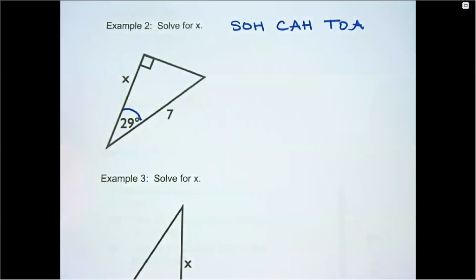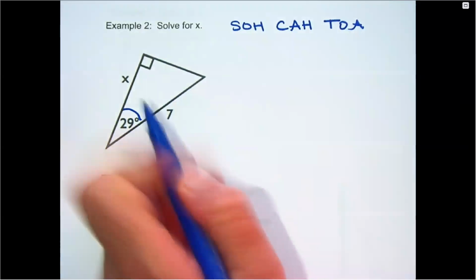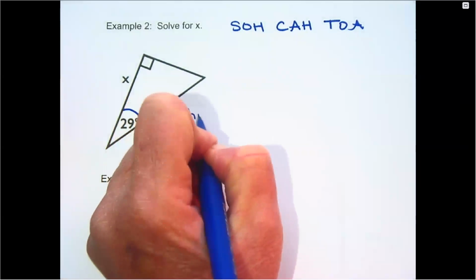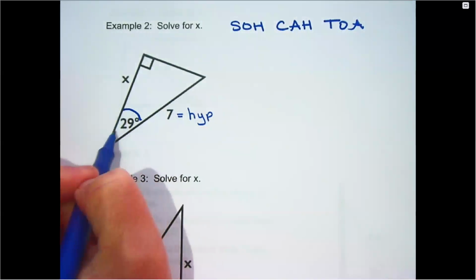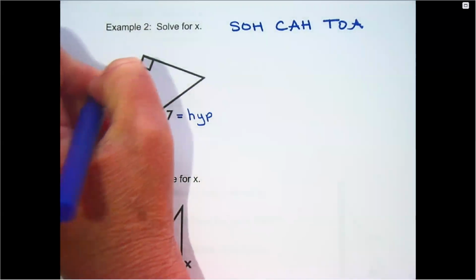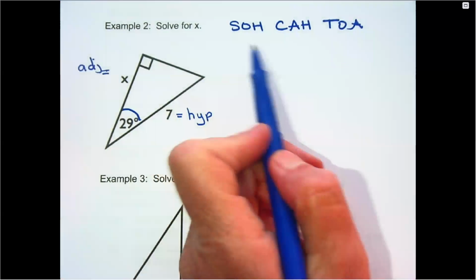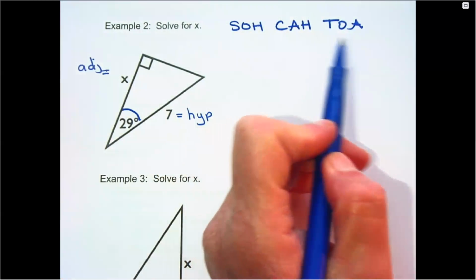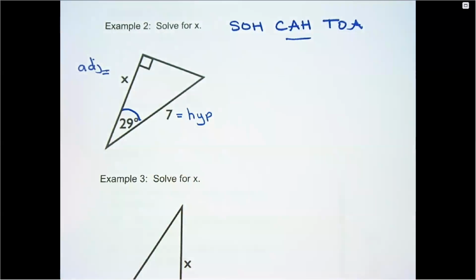I look at my picture and I say, okay, what side is that 7? Well, that's the easy one to pick out. That's the longest side. So 7 is my hypotenuse. Now, what about that x? Well, that x, it's attached to that 29, isn't it? So that's next to it. So that x is my adjacent. So I have my adjacent and my hypotenuse. A and H, adjacent and hypotenuse. Which of those three functions relates adjacent and hypotenuse? Well, this middle one does. Cosine is adjacent and hypotenuse.